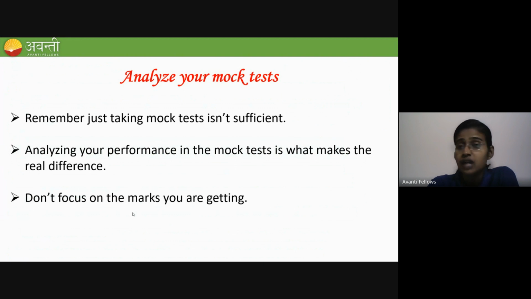Don't see the marks. Like, okay, in this mock test I have got very less marks. So let me attend the second mock test. So let me see my marks there. Okay, I have got a little bit higher than this. Okay, then I don't have to attend the third mock test. Like that, don't set anything in your mind. Okay.